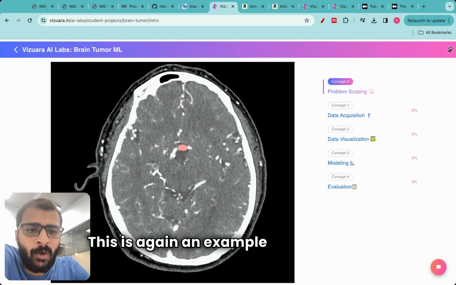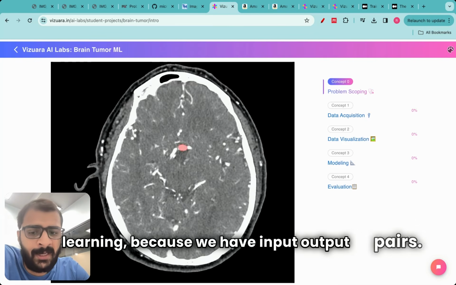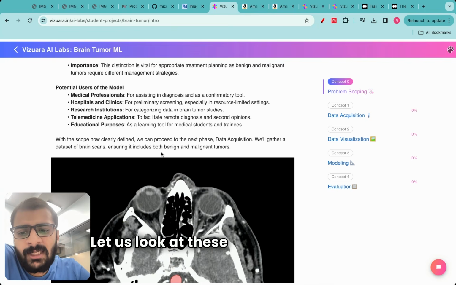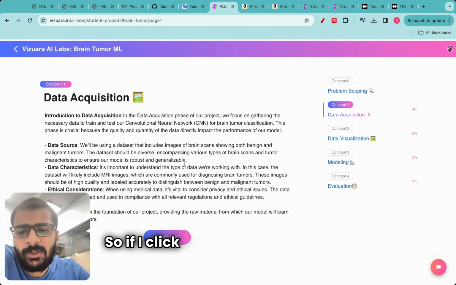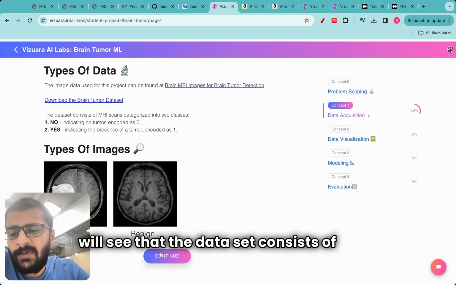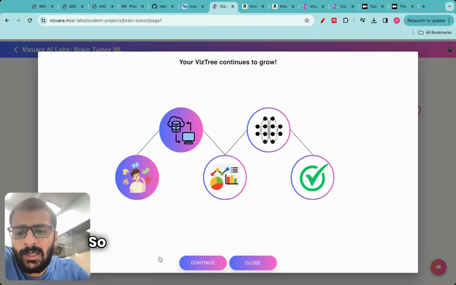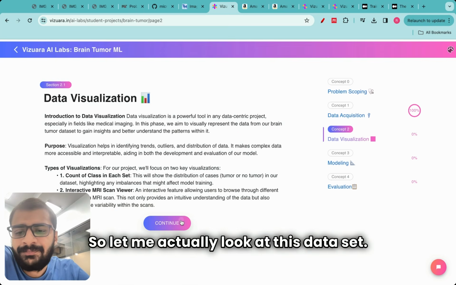This is again binary classification because there are only two output categories possible, brain tumor present or absent. This is again an example of supervised learning because we have input output pairs. Let us look at these input output pairs. So if I click on start learning here, I will see that the data set consists of input output pairs of malignant and benign images. So let me actually look at this data set.